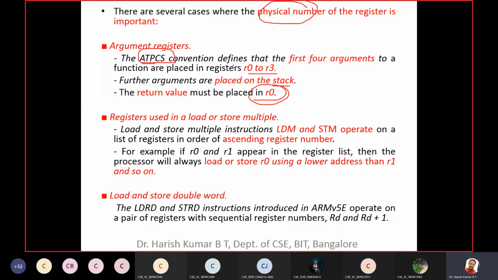In this case, you cannot make use of an alternative name. You have to make use of only the physical register number. And registers used in load or store multiple: again, for load and store multiple, we prefer using the register numbers instead of the alternate names. Even for load and store double word, we prefer using the physical register numbers compared to the alternate names.